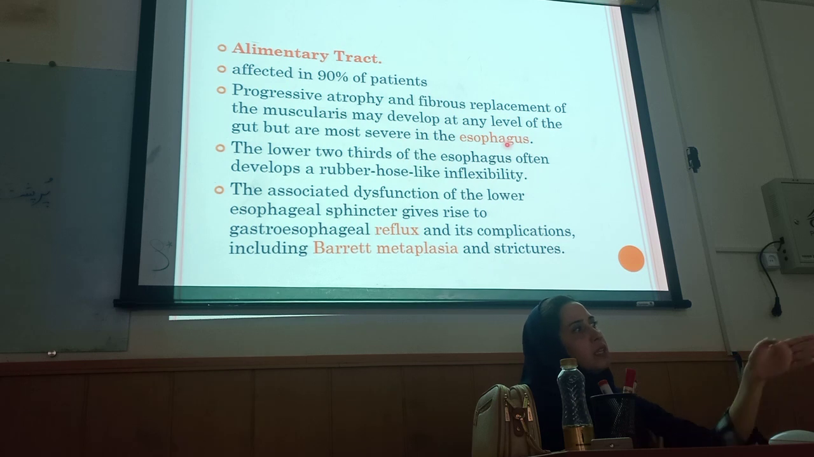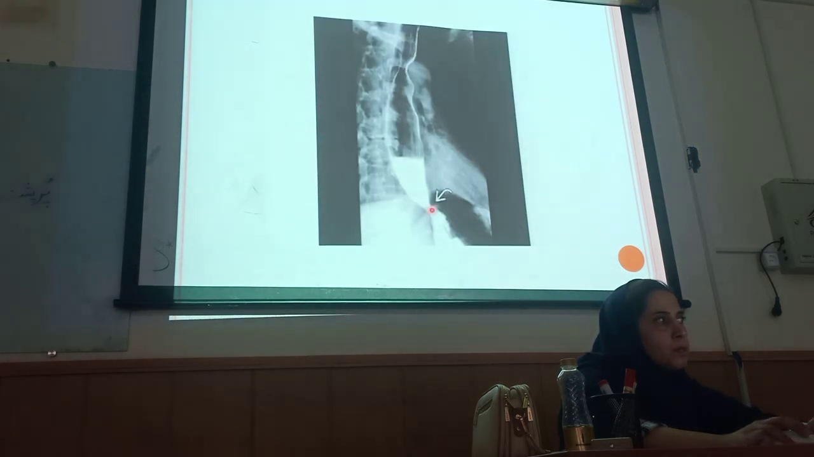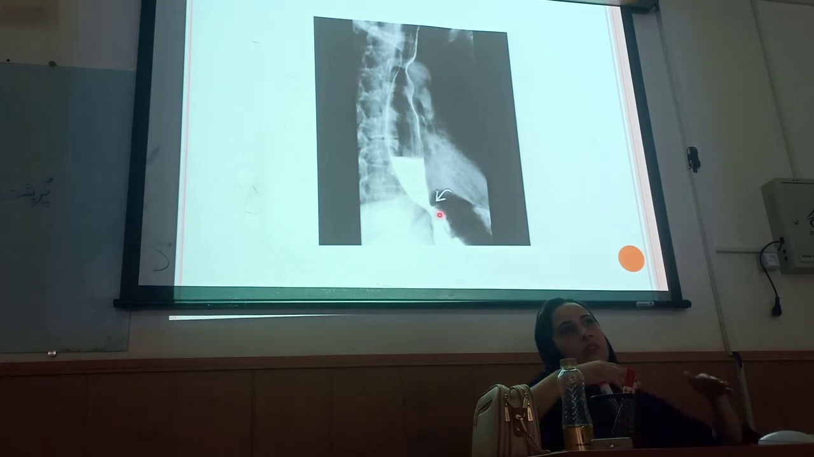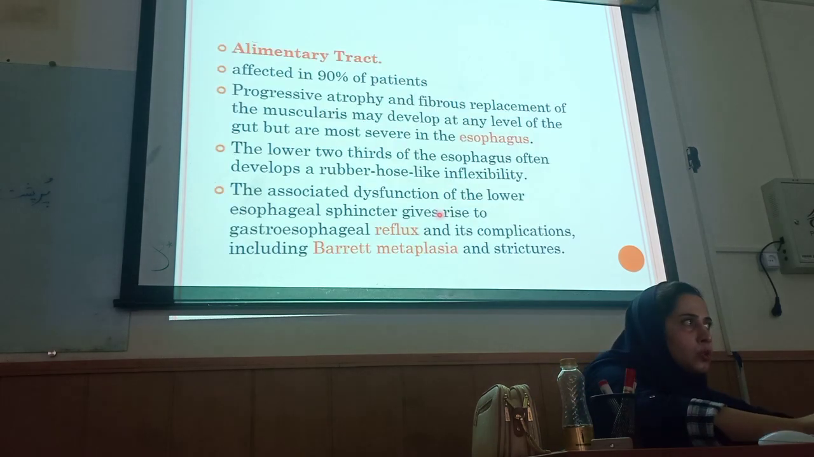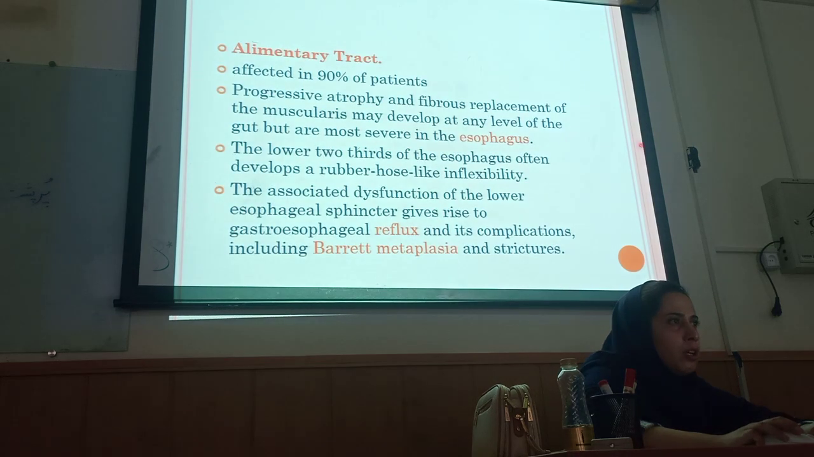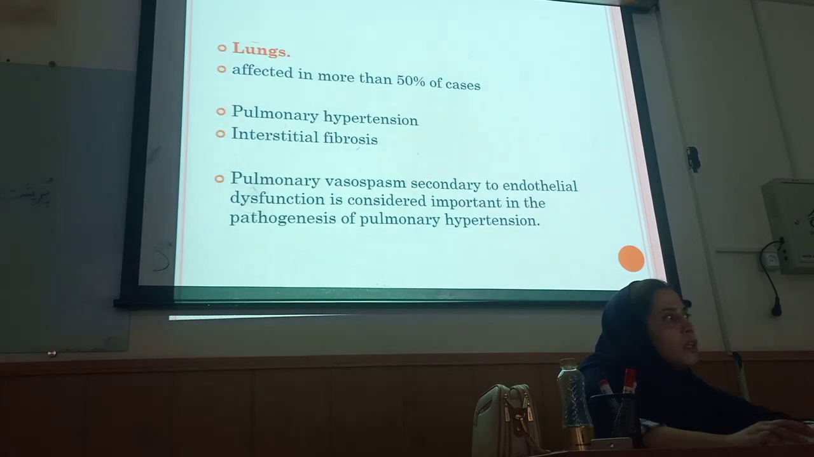Okay, for example, in the alimentary tract, such as the esophagus. You see the picture here. This is esophagus. For example, this fibrosis causes difficulty in swallowing, and it may cause reflux and other things related to fibrosis of the esophagus. You see here, you have this stricture. Also in lungs, you have pulmonary hypertension or interstitial fibrosis.